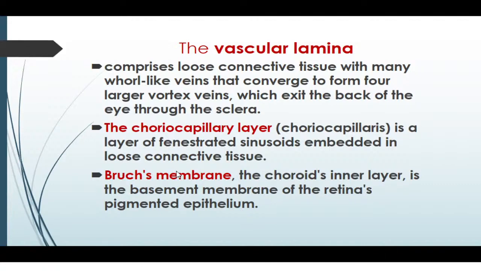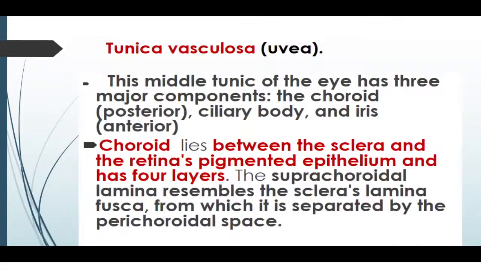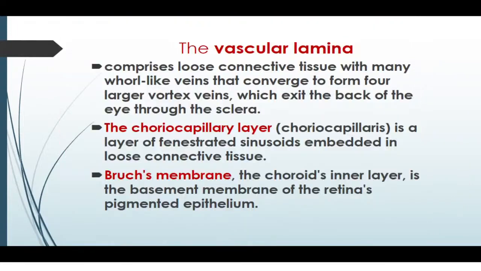So again, back here, first in the tunica vasculosa, we have to remind that there are four layers. First, the suprachoroidal lamina. Second, the choroidal capillary layer and Bruch's membrane.